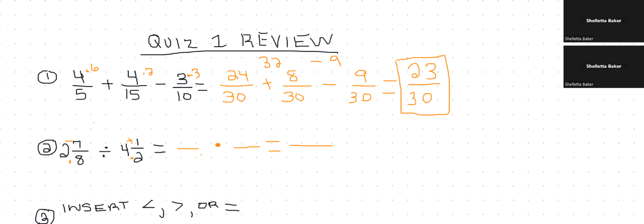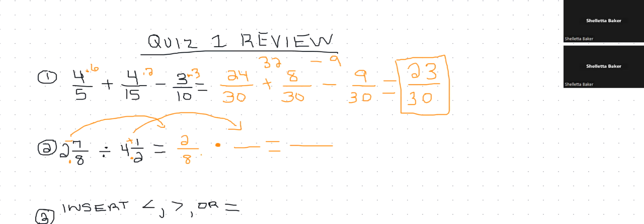Now look at example 2. For our mixed numbers 2 and 7/8 divided by 4 1/2, we want to first convert these mixed numbers to fractions where the numerator is larger than the denominator. And to do that, we're going to keep these denominators the same. So for this first fraction, our denominator will remain 8. To get the numerator, we would multiply the whole number times the denominator. So 2 times 8 gives us 16, plus the numerator, which is 7. So 16 plus 7 will become 23.